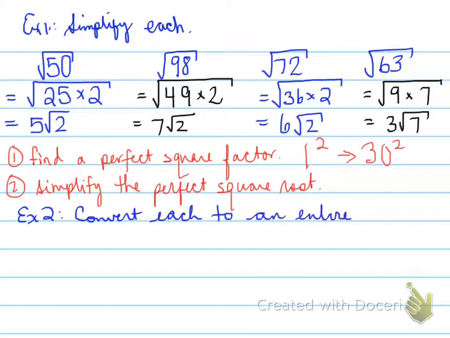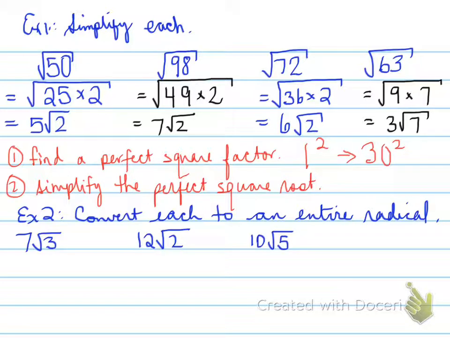Example number 2 asks us to convert each of the following to an entire radical. So what you're given is a mixed radical and you need to convert it backwards. Well, to bring 7 back inside the root, it becomes root 49 times 3. And that gives us an answer of root 147.